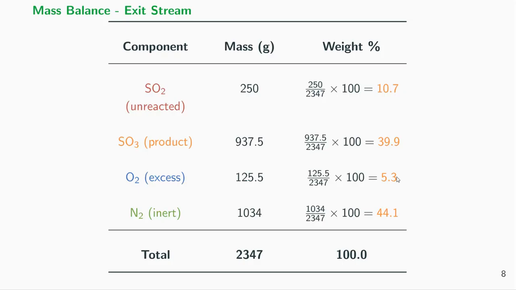Now we can calculate the weight percentage. That is 250 by 2347 times 100, so that is 10.7. Individually by the total weight, SO3 is 937.5 divided by 2347 times 100, so that is 39.9. Next is excess oxygen, 125.5 divided by 2347 times 100, that is 5.3. And inert is 1034 divided by total 2347 times 100, that is 44.1. So that is the exit gas weight percentage.